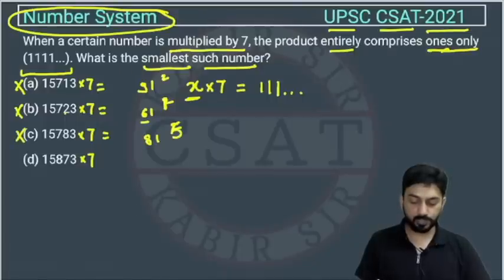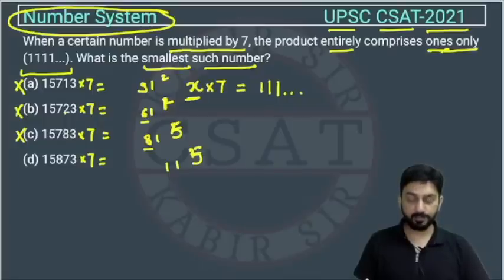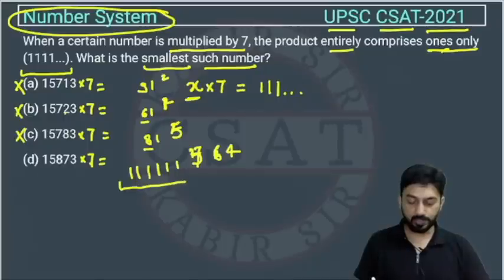Now this last option: 7 3s are 21, 7 7s are 49, plus 2, 51. Right, 7 8s are 56, plus 5, so this will be 61. Right, 7 5s are 35, 35 plus 6, so this will be 41. Now 7 into 1 is 7, 7 plus 4 is 11. So in this we are getting all digits as ones. So the answer is option D.